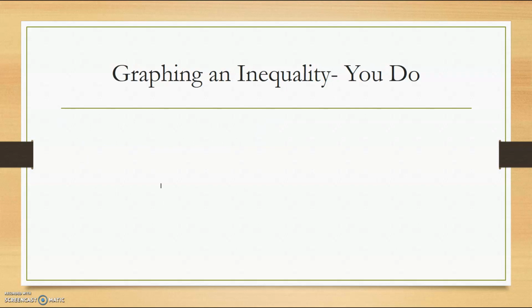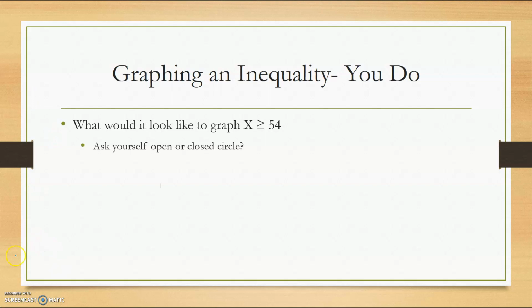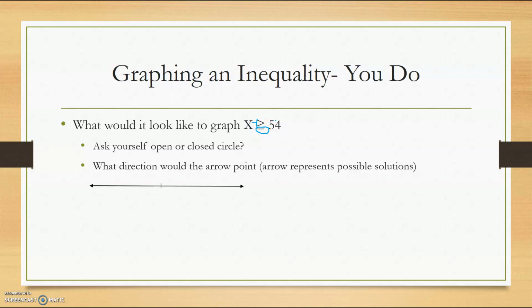So I want you to try this one. Once you're done, you can click pause and then replay and check your answer. So what would it look like to graph x is greater than or equal to 54? So you're going to ask yourself, open or closed circle. Since it is or equal to, I'm going to go ahead and say this is a closed circle. I've got this symbol here. So it's closed, meaning 54 is a possible solution. And I'm going to ask, what direction would my arrow point? So if I draw my little arrow, it's actually going to point to the right, meaning anything to the right of 54 is a possible solution. So I start with 54, closed circle, anything to the right. And that would be 55, 56, etc.